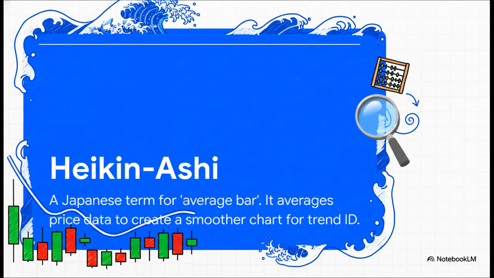And you know what's cool? The name itself tells you everything you need to know. Heikin Ashi literally means average bar in Japanese. Its whole purpose, its entire reason for being, is to average out the price action, to give you a much, much cleaner picture of the real trend.